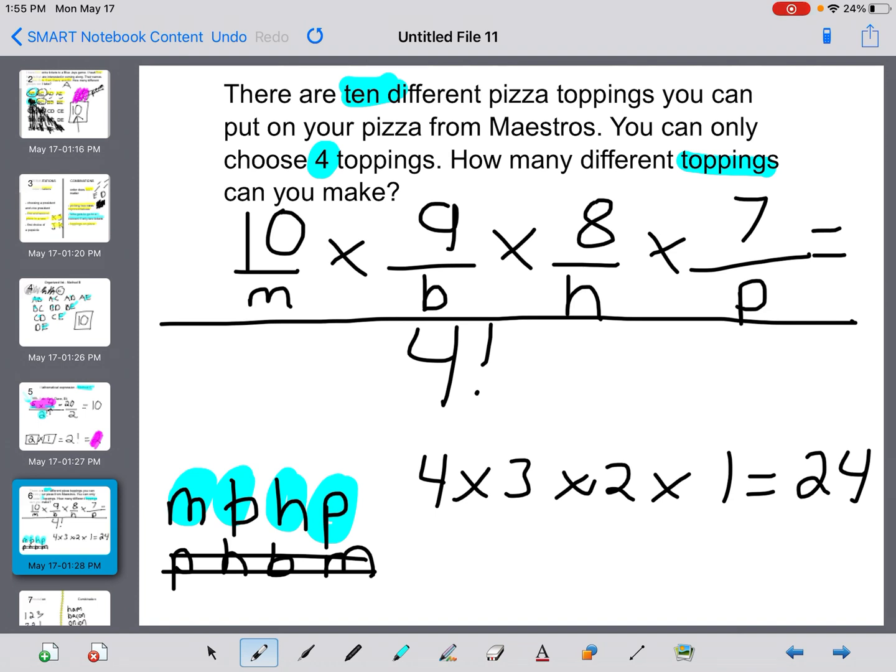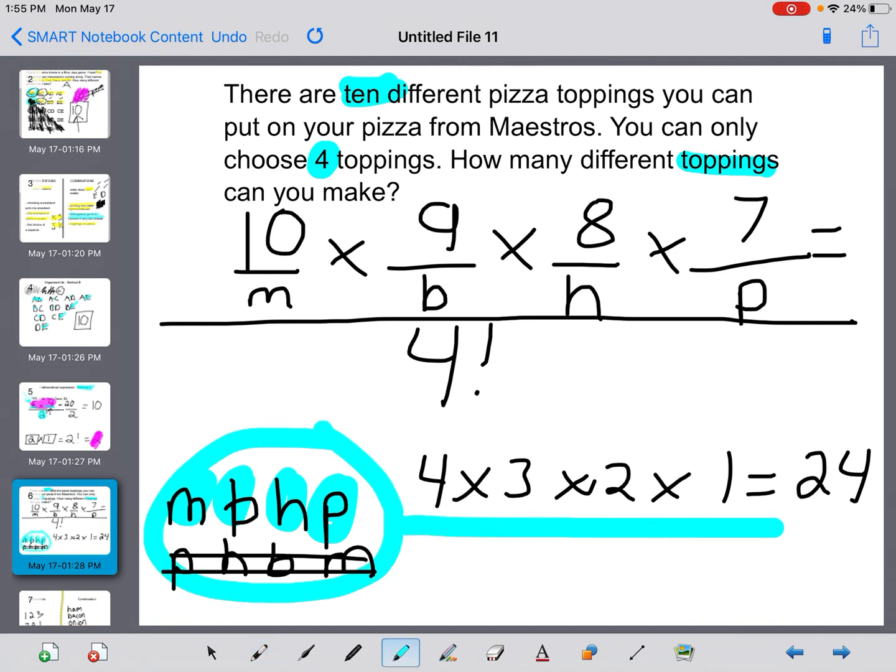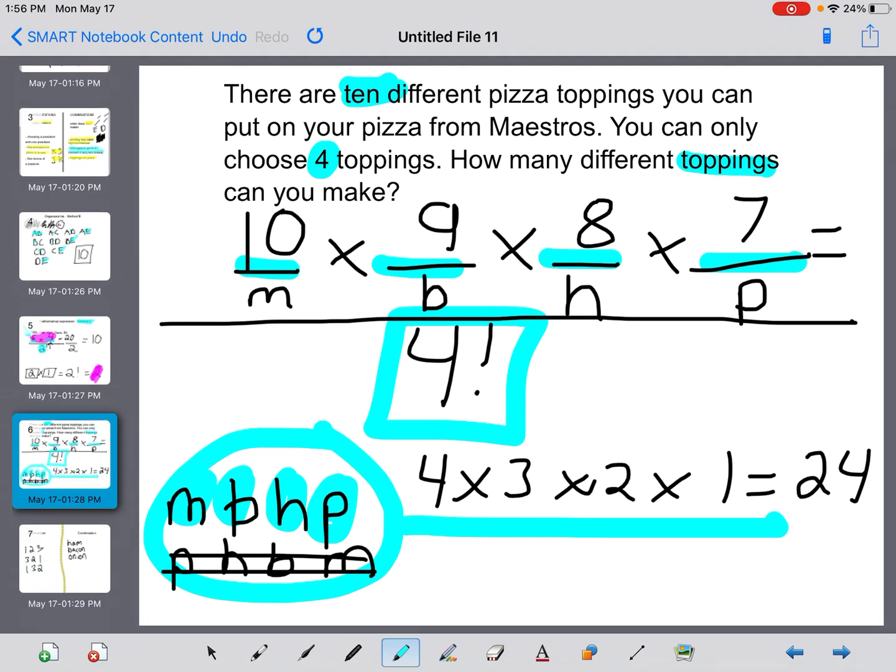Now remember, if that's confusing for you as to why I end up with this and why I go like this, you can also just think to yourself, well, how many blanks did I have? I had 4 blanks, so I'm going to divide by 4 factorial. I'm not going to actually do the math, but you could.